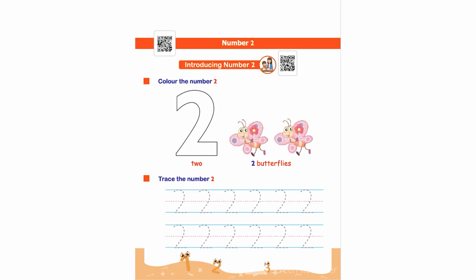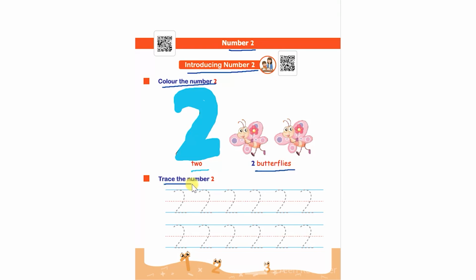Hello everyone. In this worksheet, the topic is number 2. Over here we are introducing number 2. Color the number 2. So here the child has to color the number 2 that is given over here. They can use crayons or pencil colors to do the same, like this. And they have to read here the spelling of 2 is also given, that is TWO, and over here 2 butterflies are also given.